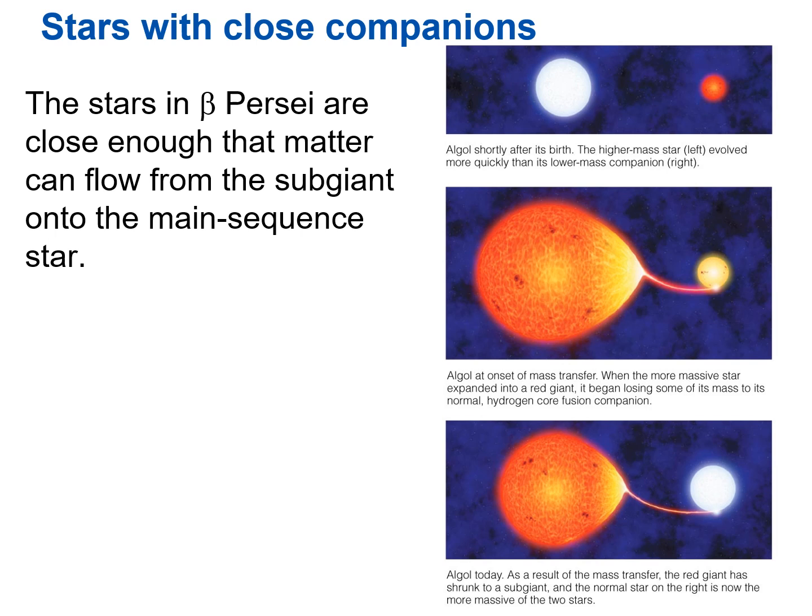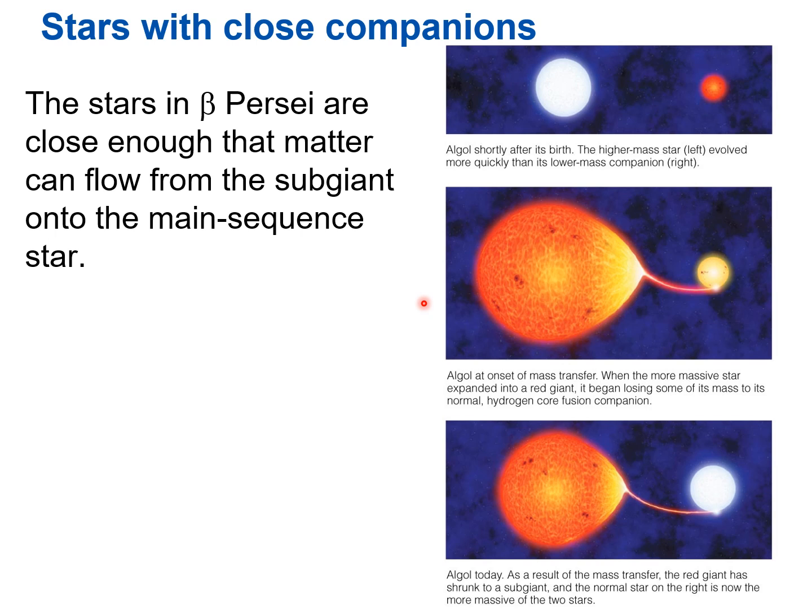And then astronomers figured out what was going on. The stars in Beta Persei are close enough that matter can flow from the subgiant onto the main sequence star. So here is how they began. You look at these paintings here. We have to the left a main sequence blue star and to the right a red star. And again, this is Beta Persei, otherwise known as Algol. In the first picture, Algol shortly after its birth, the higher mass star on the left evolved more quickly than its lower mass companion on the right. And that's what we know high mass stars do. They evolve more quickly.